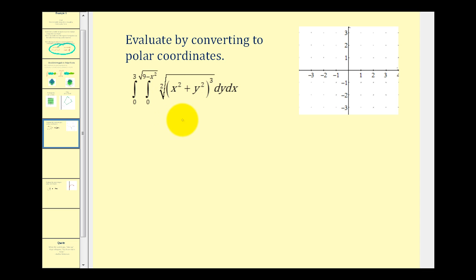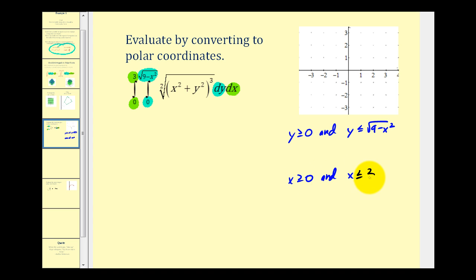Taking a look at this integral here, because we're integrating with respect to y first, this tells us that y is going to be greater than or equal to 0 and less than or equal to the square root of 9 minus x squared. Let's go ahead and write that down. Again, y has to be greater than or equal to 0, and y has to be less than or equal to the square root of 9 minus x squared. And we also know that x must be greater than or equal to 0 and less than or equal to 3.